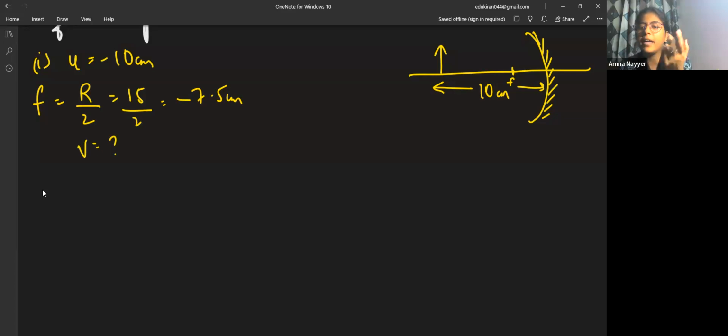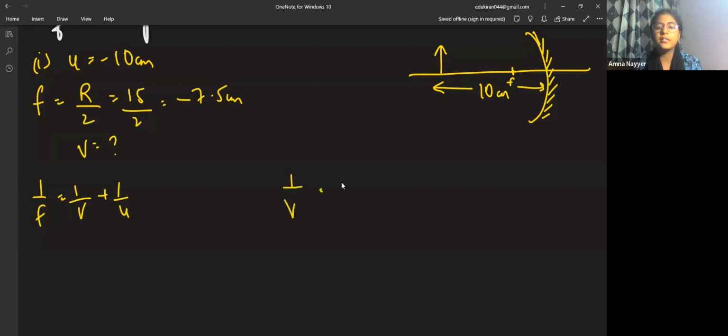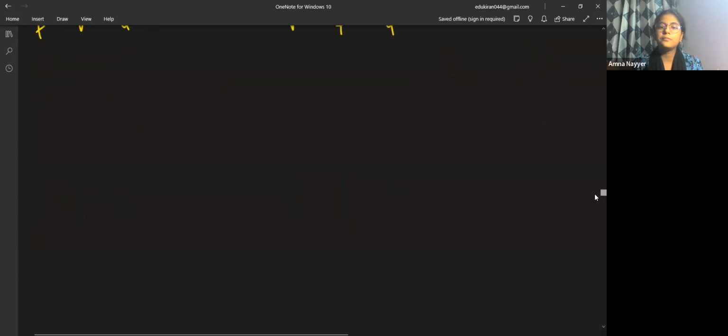If my answer is coming minus something, it means image is formed in front of the mirror by this separation from the pole. If I say plus something, means image is formed behind the mirror. So whatever my answer will come, that will tell some nature of the image by itself. So 1 by f is equal to 1 by v plus 1 by u. This formula all of you should remember. So from here 1 by v will be 1 by f minus 1 by u, right? So here we just have to substitute all the values.